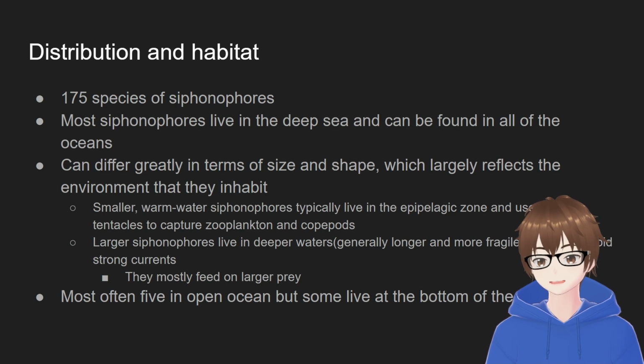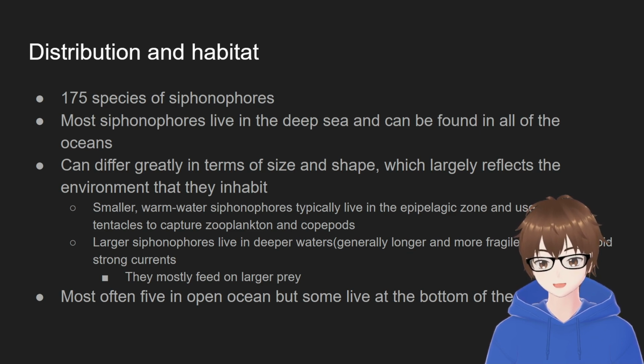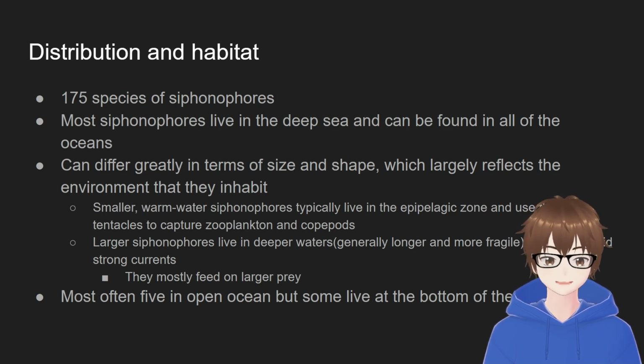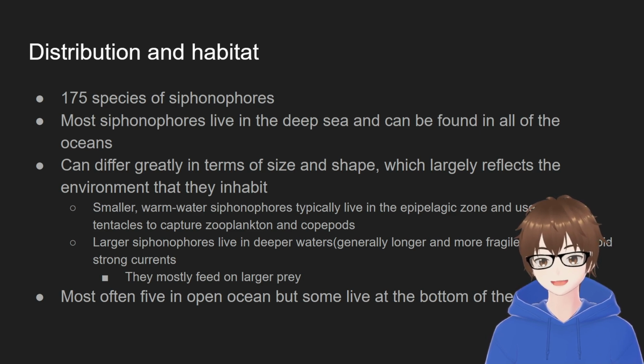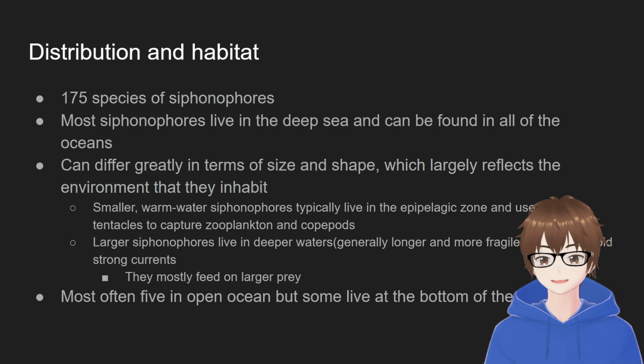So smaller, warm water Siphonophores typically live in the epipelagic, like the upper ocean zone, and they'll use their tentacles to capture zooplankton and copepods. Whereas the larger Siphonophores live in the deeper waters, and they're usually longer and more fragile and must avoid strong currents, which could break them up or kill them. And they mostly feed on larger prey. Most often they're in the open oceans, but some live at the bottom of the ocean.